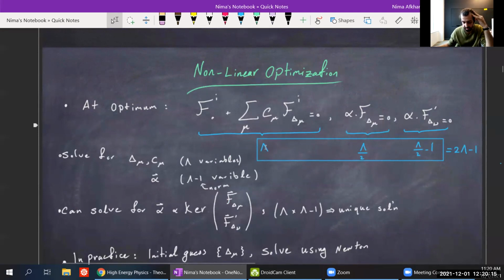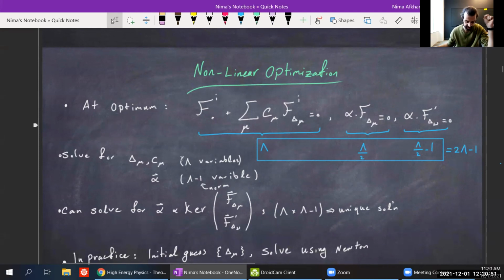There are lambda such equations for the first one, lambda over 2 for the second one, and lambda over 2 minus 1 for the third one. The minus 1 is because there is one single root and the rest are doubles. So in total, I have 2 lambda minus 1 equations. And in principle, I'm solving these for the scaling dimensions, delta mu, the Lagrange multiplier C mu, which turns out to correspond to the OPE coefficients, approximate OPE coefficients, in the same way that the roots correspond to the approximate scaling dimensions.